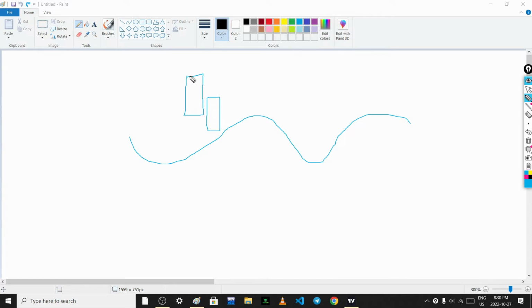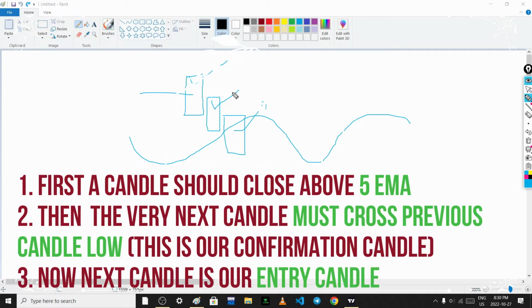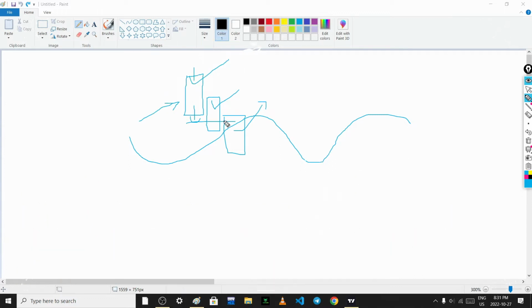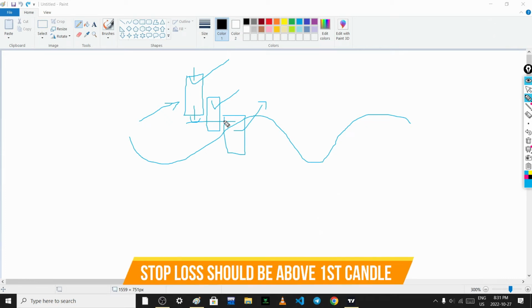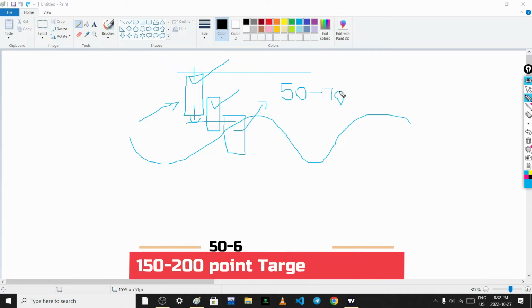We have to keep in mind these three things. First, a candle should close above the 5 EMA, then a candle crossing the low of the first candle. We would get a direct entry on the very next candle like this. For this particular trade setup, our stop loss would be above this candle. Maximum we have to plan 50 to 60 rupees stop loss. Against this we have to plan a 150 to 200 points target.